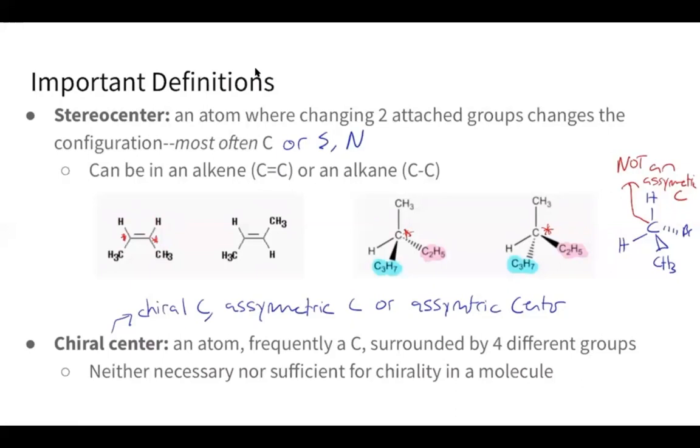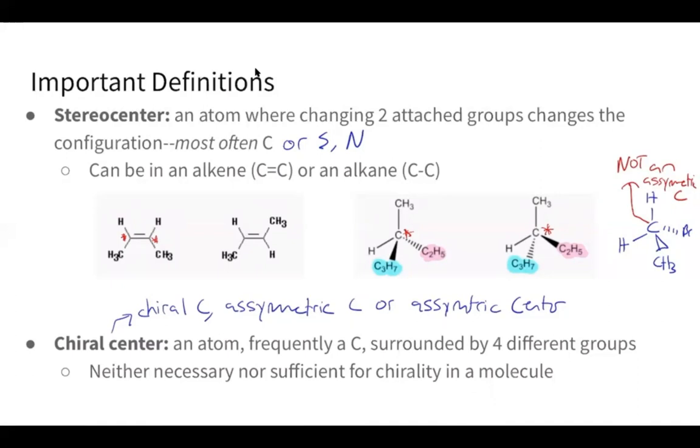And then just an aside, which will be more useful later on in the lecture and later on during the week, having a chiral center is neither necessary nor sufficient for chirality in a molecule. And that just means basically that some molecules which are achiral may have a chiral center or a chiral carbon. We will talk more about those examples a little bit later, but just keep that in mind.